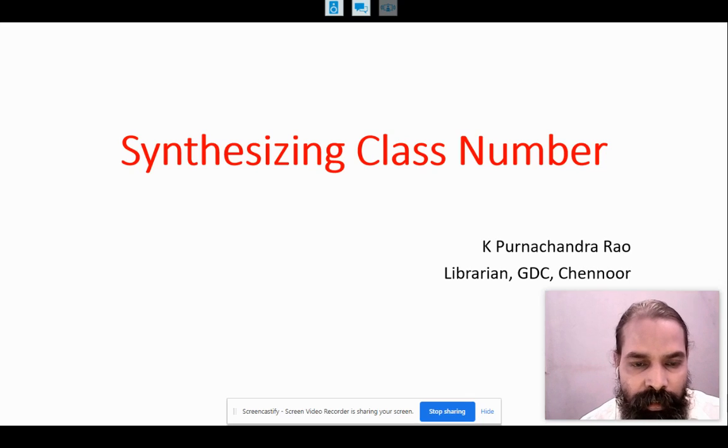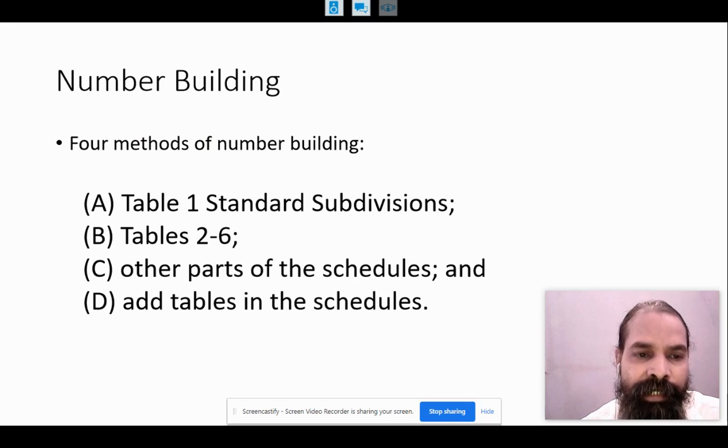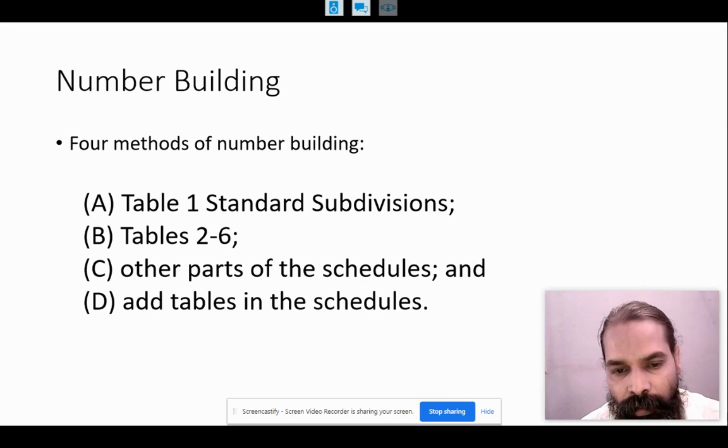You are aware synthesize means adding something together, or otherwise it can be understood as creating something. The number building in DDC happens in four different methods. These four methods are used to build numbers according to the requirements in the library, or according to the requirement of the given information resource.